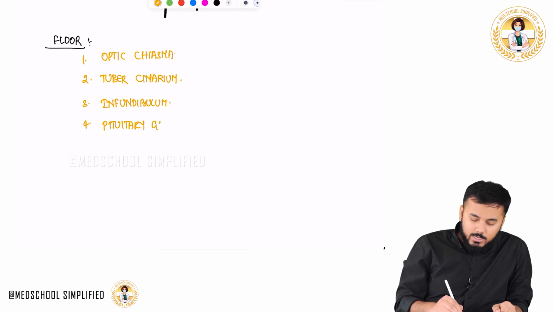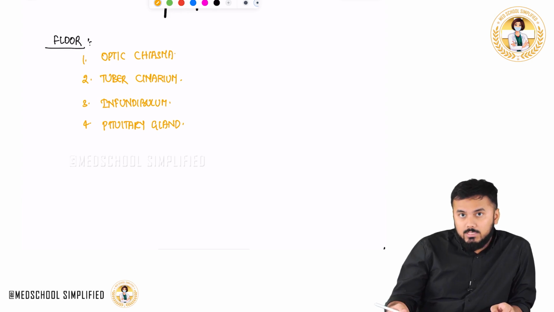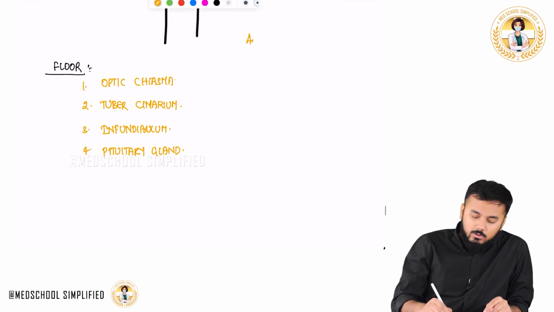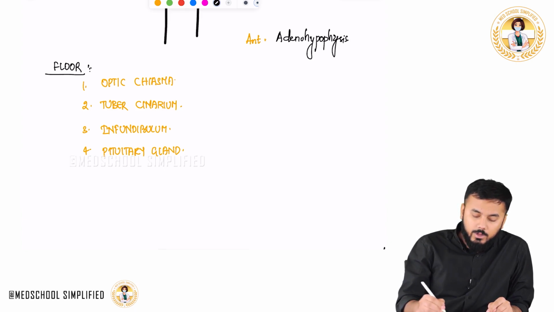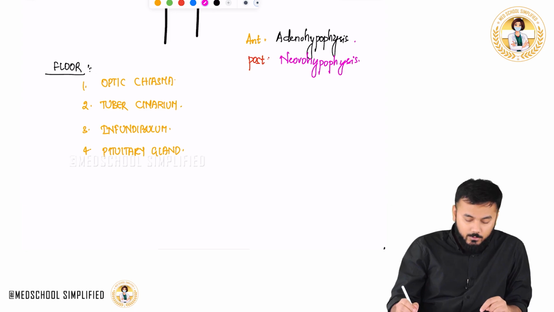And don't forget, the pituitary gland has two parts. What are those two parts? Anterior pituitary is called adenohypophysis. Posterior pituitary is called neurohypophysis. Okay, so just write it down. Anterior pituitary is called adenohypophysis. Next, the posterior pituitary is called neurohypophysis. Adenohypophysis as well as neurohypophysis.